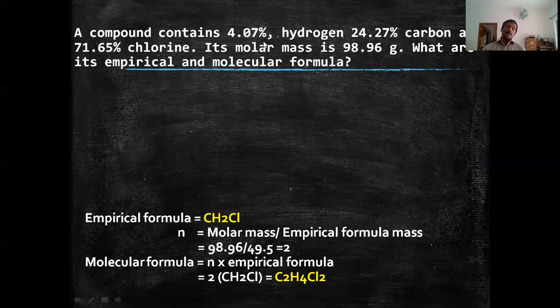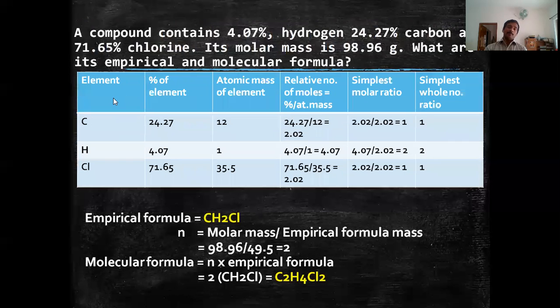You can see another question here. A compound contains 4.07% hydrogen, 24.27% carbon, and 71.65% chlorine. Molar mass is 98.96 gram. What are its empirical and molecular formula? First draw the table, write everything.